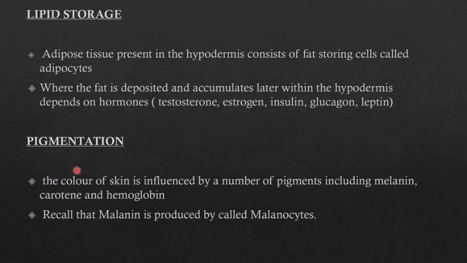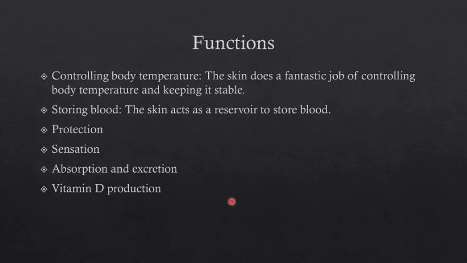Pigmentation means the color of the skin is influenced by the number of pigments. As you know, some of the pigments are melanin and carotene, and here I also mentioned hemoglobin. They help in pigmentation. Recall that melanin is produced by melanocytes, as I said in the first slides on melanocytes and keratinocytes.